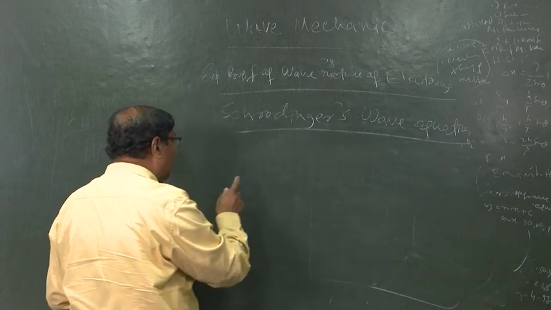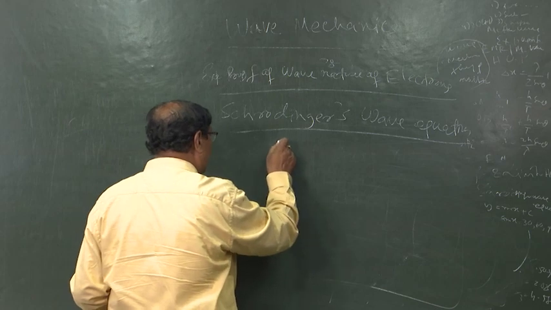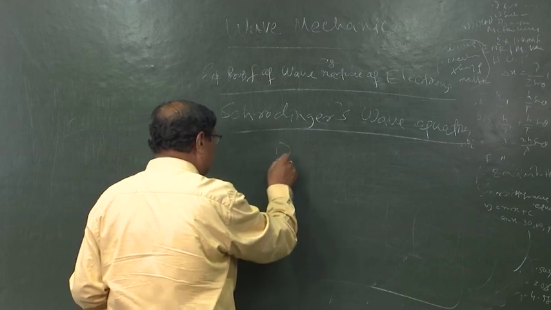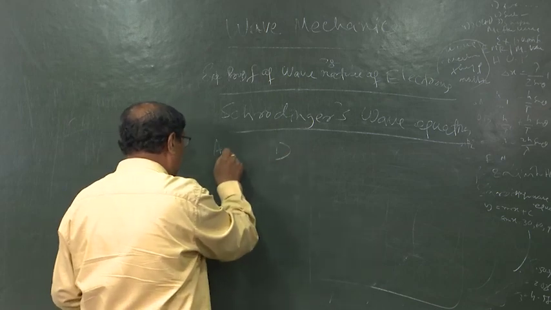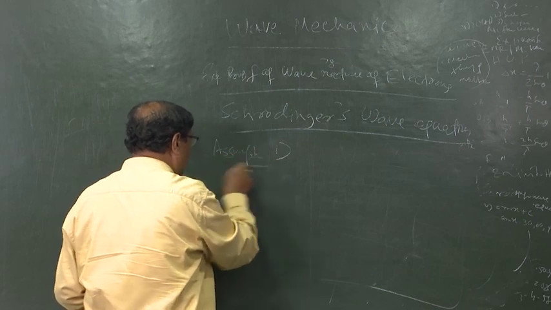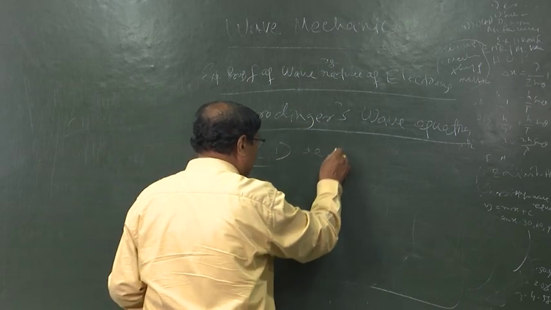The Schrodinger wave equation is based on two assumptions. Number one is the de Broglie equation.